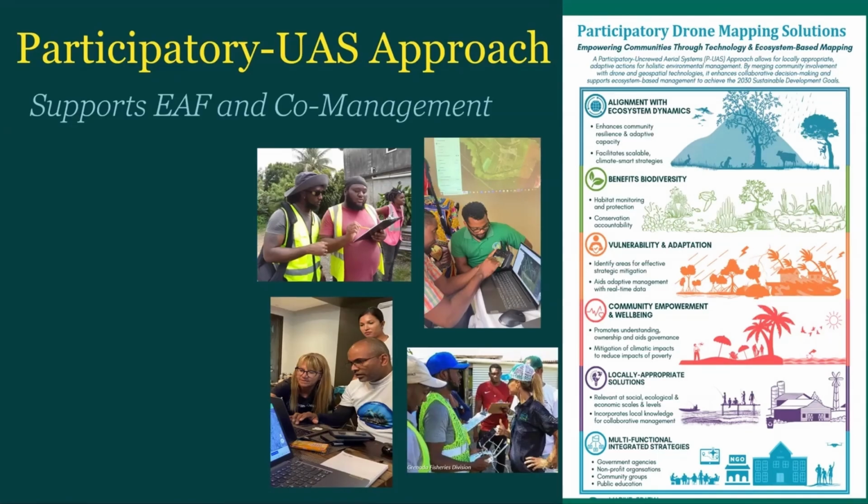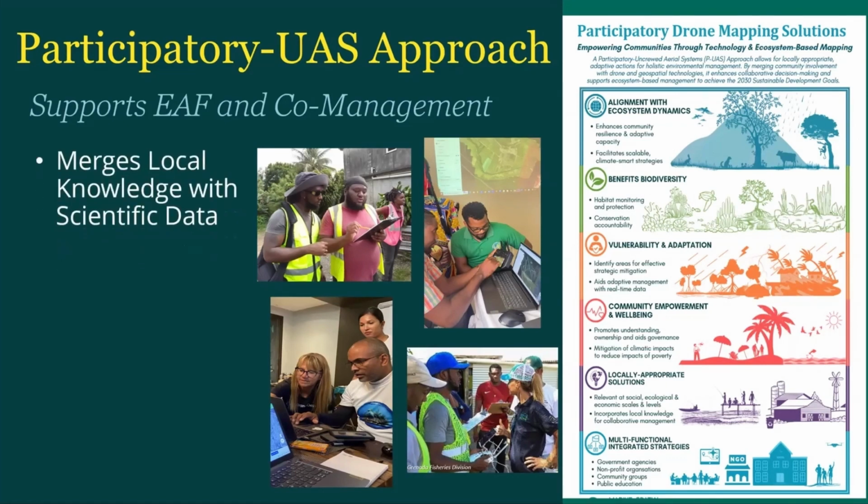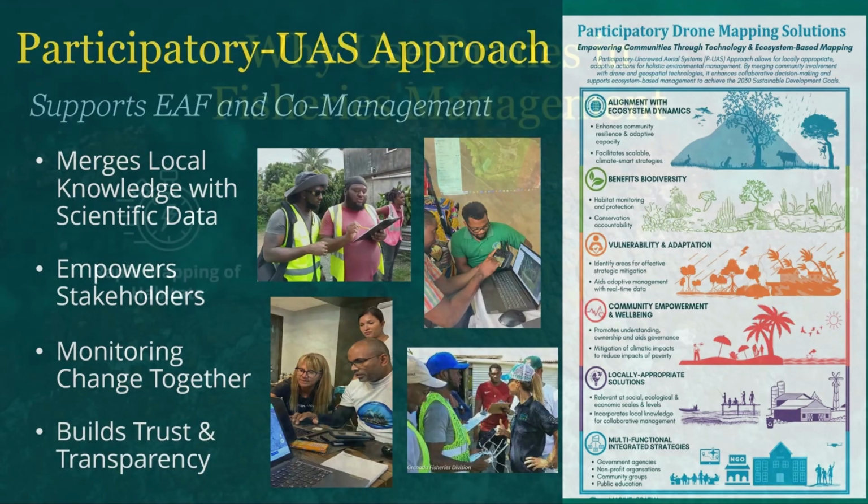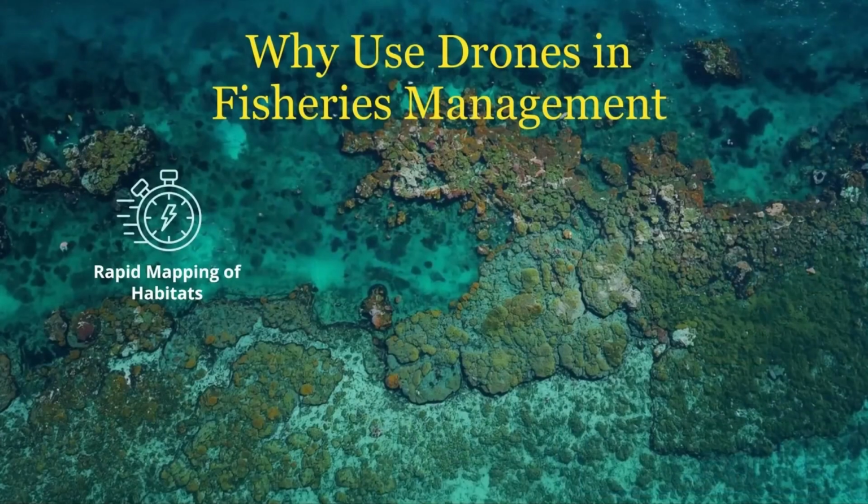I refer to this as the Participatory-UAS Approach, which supports ecosystem approach to fisheries and co-management by merging local knowledge with scientific data that empowers stakeholders to monitor and map their environment and changes together, all while building trust and transparency. Why should we use drones in fisheries management?